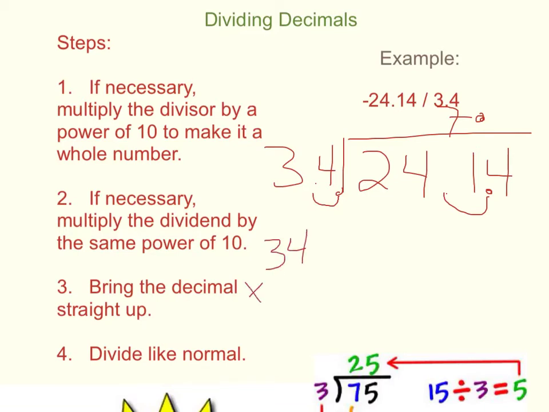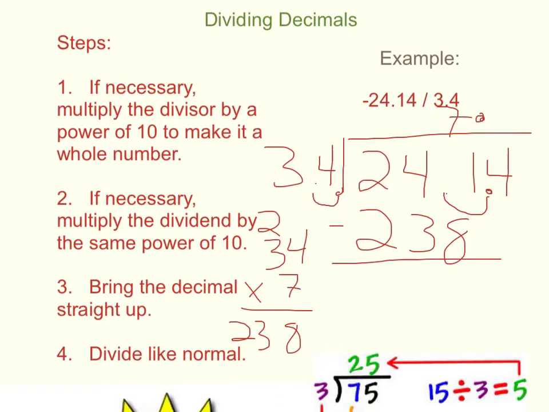So let's find out 34 times 7. 7 times 4 is 28, carry the 2. 7 times 3 is 21, plus 2 is 23. So 7 times 34 is 238. That works out perfectly for us. We subtract the 238 from the 241 and we get 3. Now we bring down our 4. 34 goes into 34 exactly once.